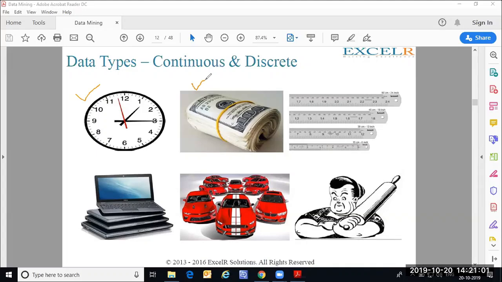Right? Rupees, paise, and even the digits that we represent the paise and the subsequent measures. Length: meters, centimeters, millimeters, right?